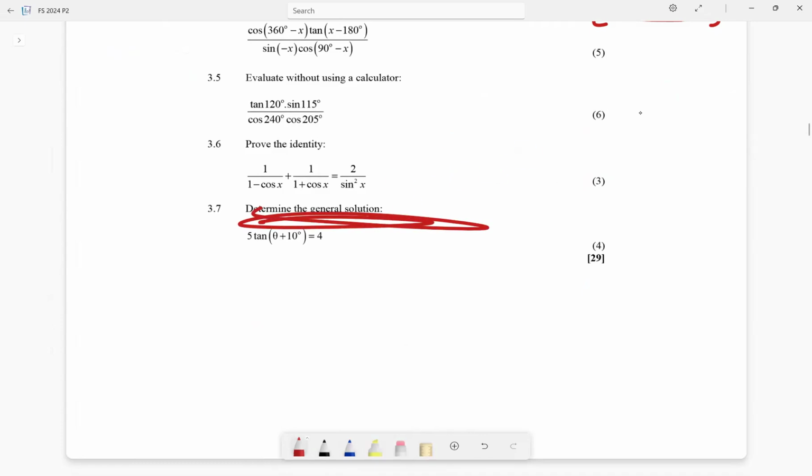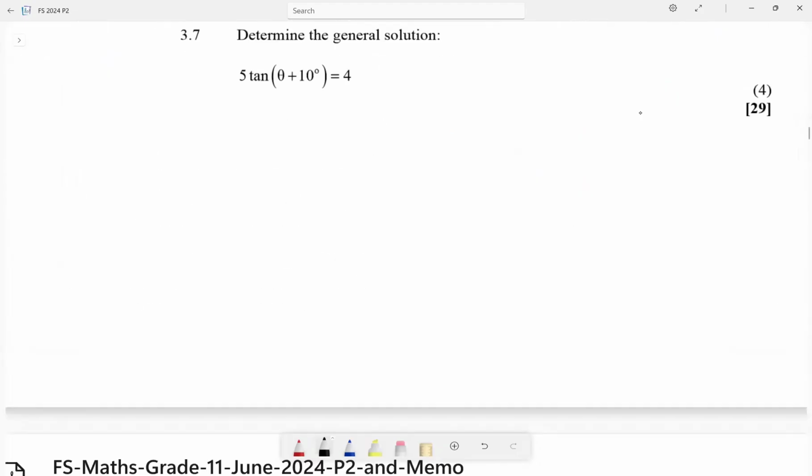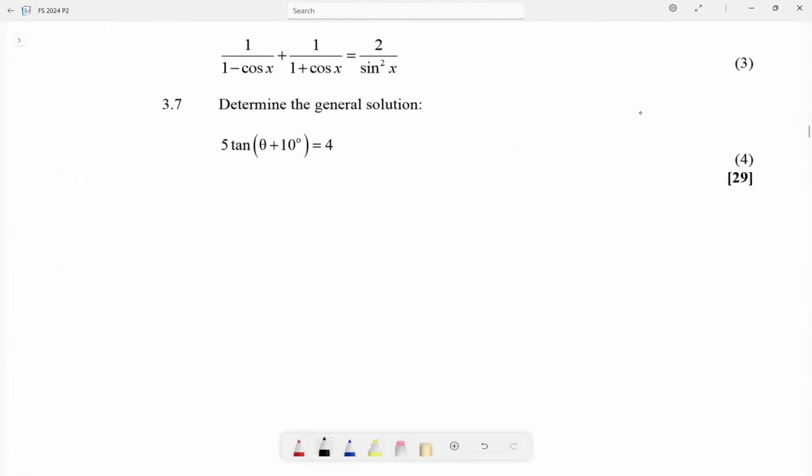Determine the general solution for this one. How do I tackle that? First things first, let me try to zoom this out for us so that you can see. I'll say this is 5. Okay, I'll divide by 5. I'll divide by 5. This will be tan, it is equal to 5 divided by 4.